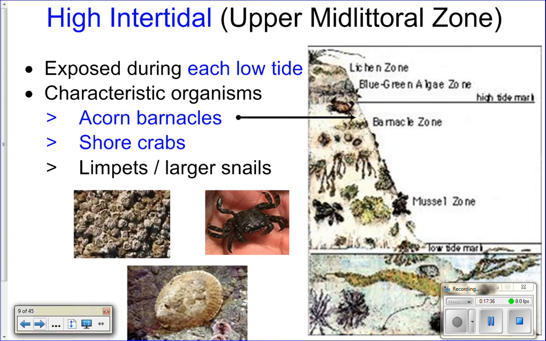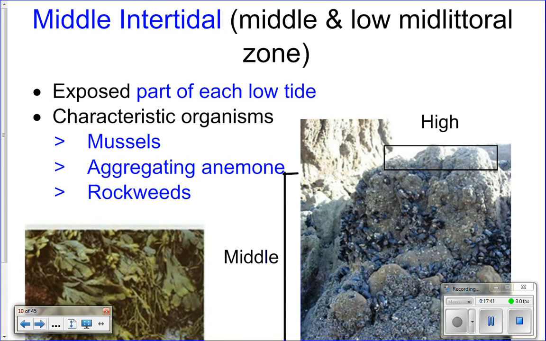Barnacles. Lots of barnacles. The middle intertidal zone. So the middle intertidal zone is only exposed to the air for part of each low tide. Okay, it's exposed after the high intertidal, and it gets covered before the high intertidal. Types of things that you find here: mussels, aggregating anemones, and rockweed. Rockweed is this algae right here.